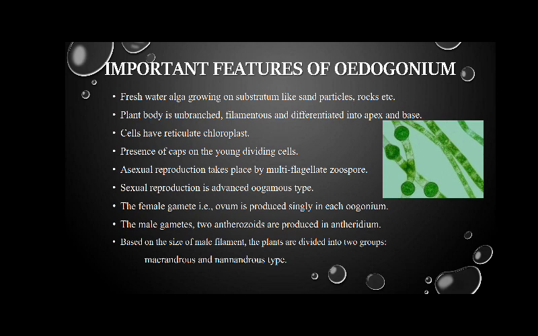The peculiarity is that a reticulate network type of chloroplast is present in Oedogonium, and the second important point is the presence of cap cells on dividing cells, which I will explain. Asexual reproduction takes place by zoospores, but the peculiarity is that they are multiflagellate zoospores, and sexual reproduction is of the advanced oogamous type. The female gamete is known as Oogonium and the male gamete is known as Androsporangium. And there are two types of plants based on the size of male filaments: Macrandrous type and Nanandrous type, which we will discuss in upcoming slides.